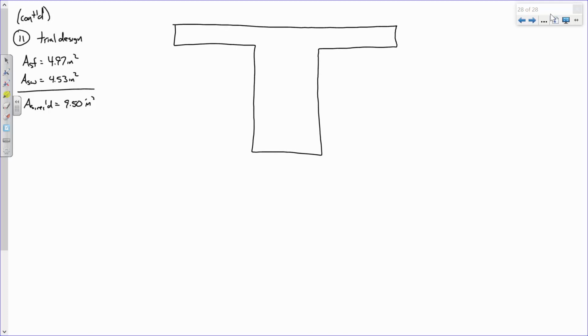So here's the T-beam. This dimension is 54 inches. This dimension is 3 inches. This dimension is, what, 24 inches. And this dimension is, what is that? Is that 15? 15 inches. What I did for my design is this, okay?